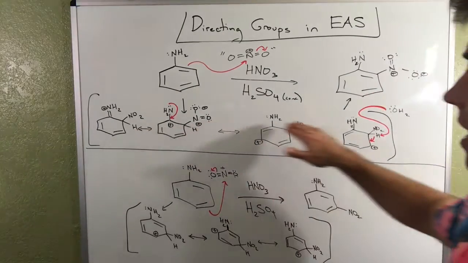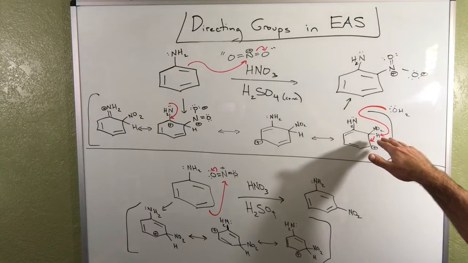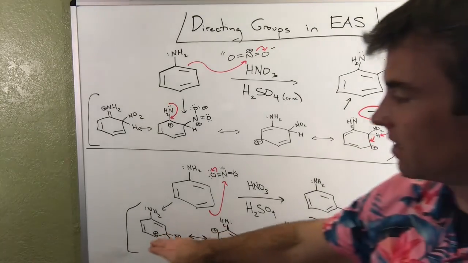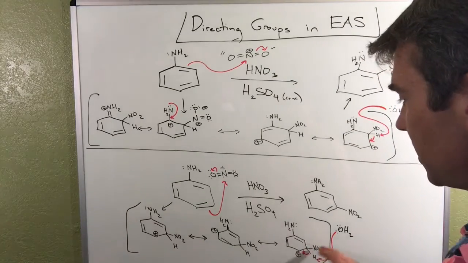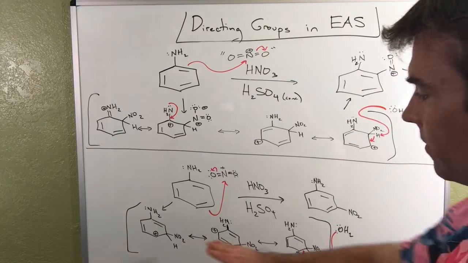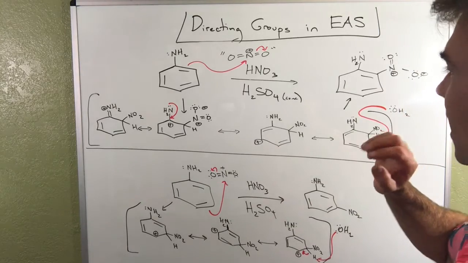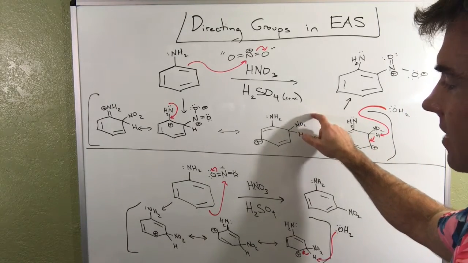This one, when I attack ortho, ends up with 4 resonance forms relative to this one where I only end up with 3. Okay, there's the end of the mechanism. So this is a pure resonance argument. Why this guy adds ortho, right?